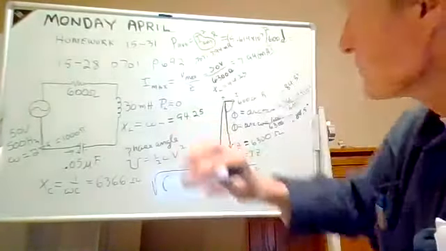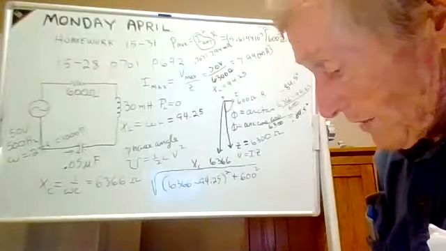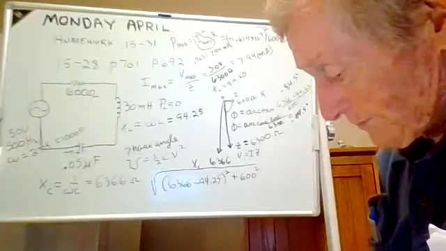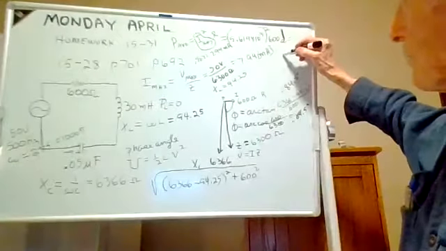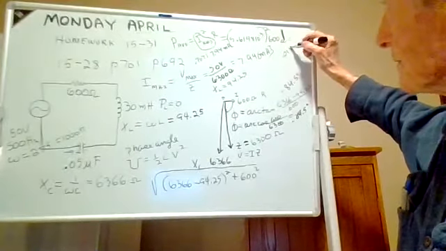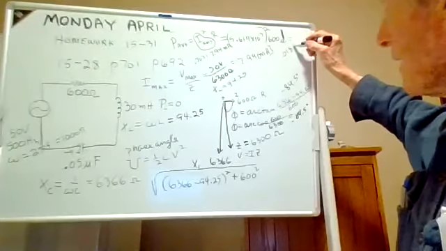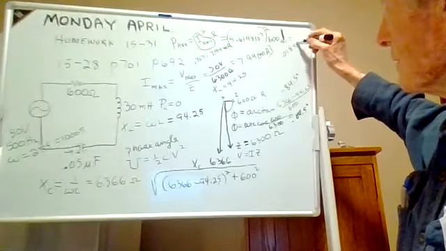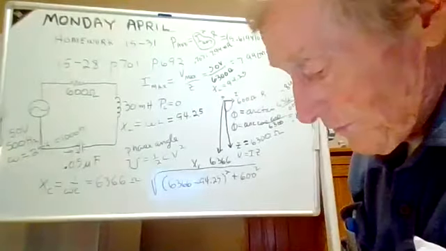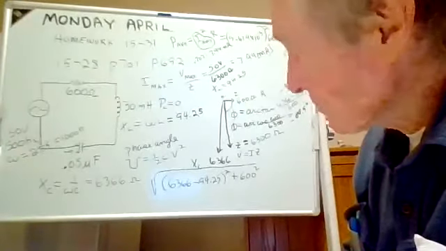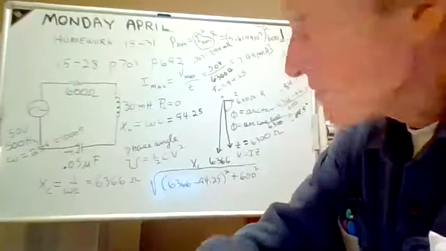Okay, we're going to get our average power. Here goes. Square that times 600. Well, it's very small. It's 0.0189 watts. But now there's another formula for average power. Let me show you that, and we'll get the same amount.